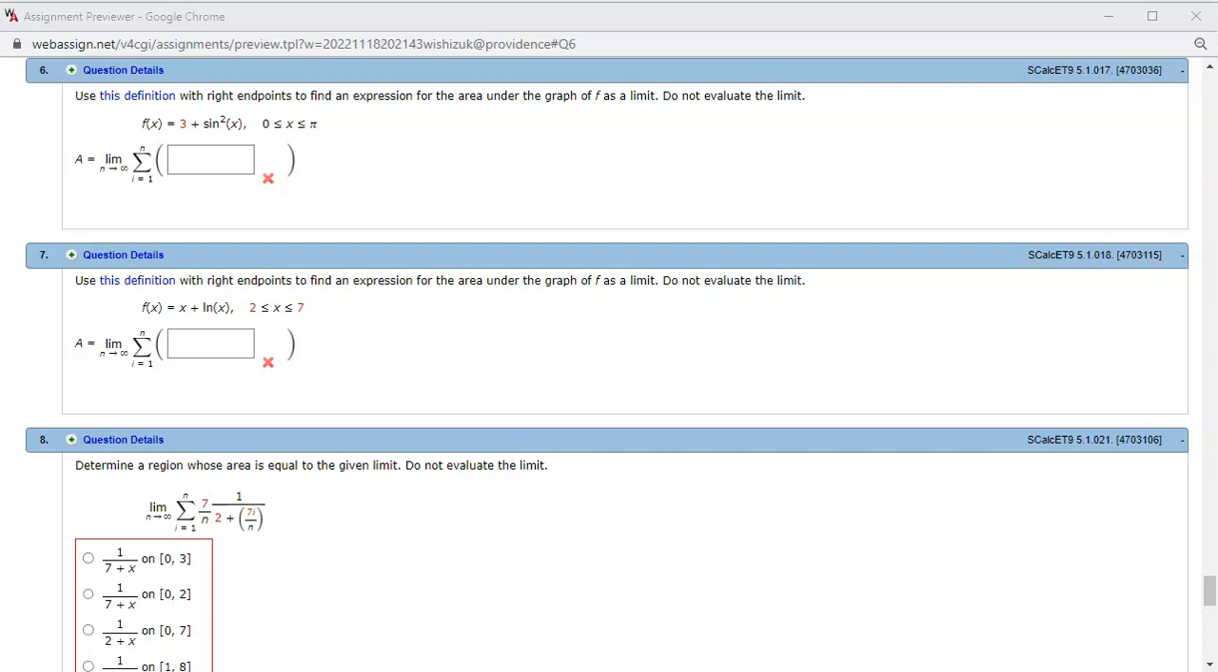All right, let's look at homework 5.1, problem number 6. We're going to use the definition, which is basically the limit of the right sum, to express the area under the graph going from 0 to pi. All right, so let's do that.